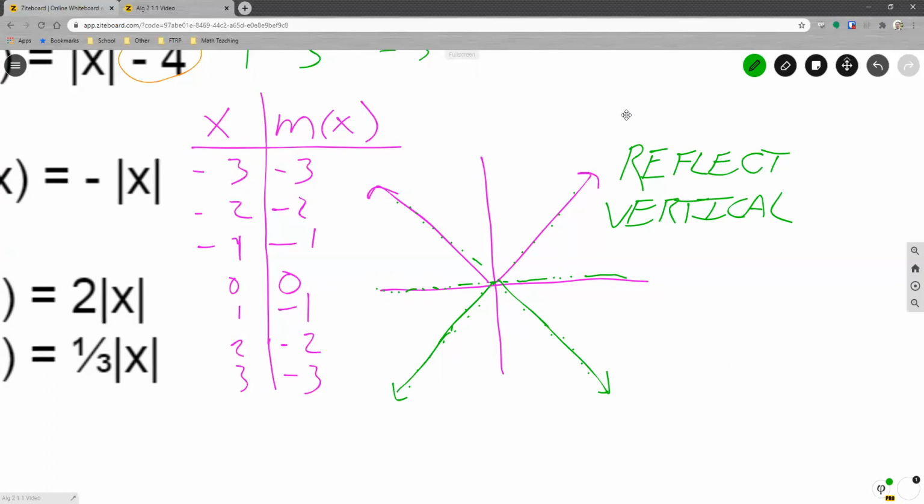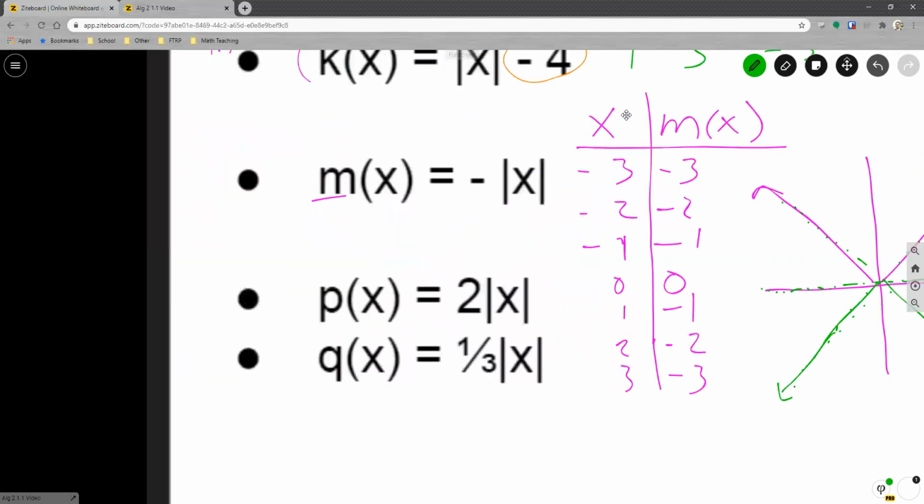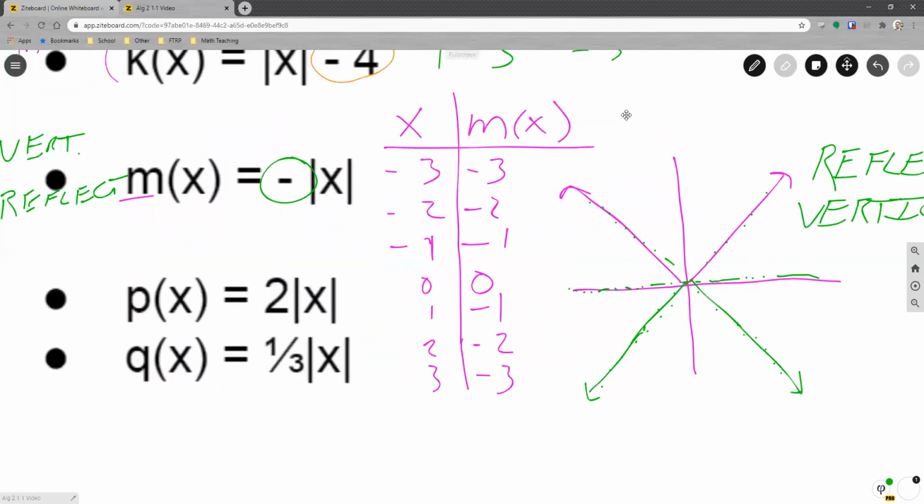So the description is a reflection, a vertical reflection in this case. We'll talk about horizontal reflections later on. Those are also possible, but right now we're just going to talk about vertical reflections. So it looks like when I multiplied everything by a negative, I got a vertical reflection. All right, 2 more to go. I'm multiplying on these ones as well.